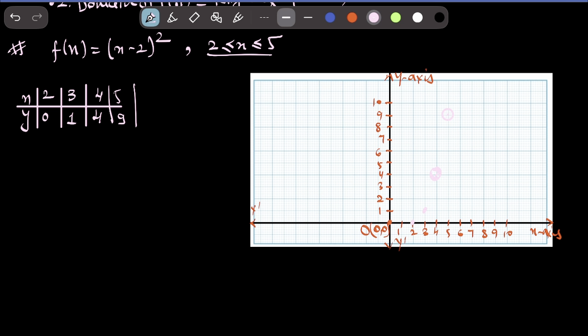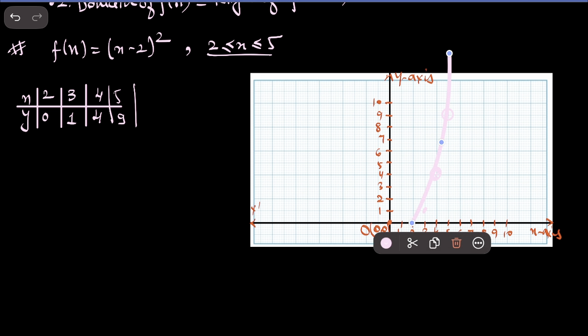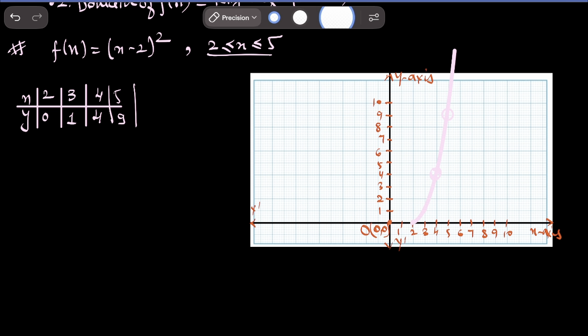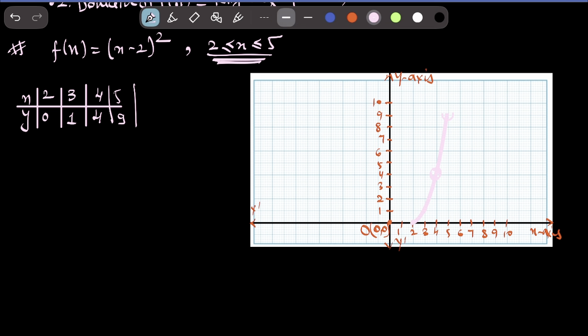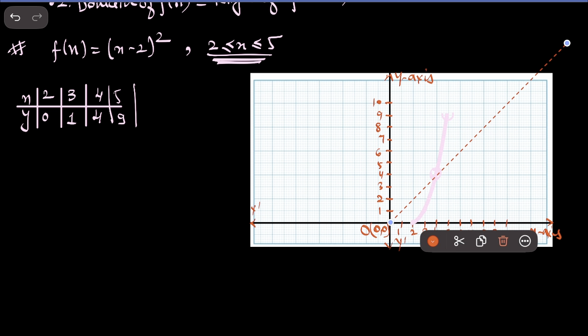Now I'm going to plot the graph for the given function. So this is your graph passing through the required points. Yes, so this is your graph passing through the given points, and I will remove the graph which is above 9, because 9 is the maximum possible value which this graph can attain, right? It cannot move beyond 9, right? Because the domain is already given to us from 2 to 5. Now we will plot the y is equal to x line. I will explain to you why I'm plotting this. So this is your y is equal to x line.